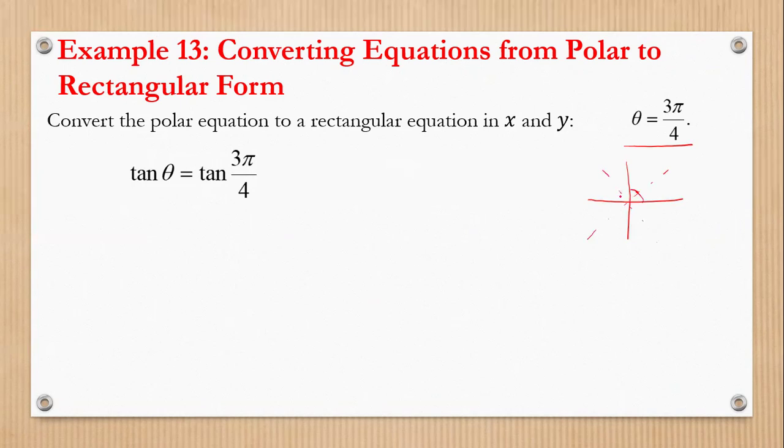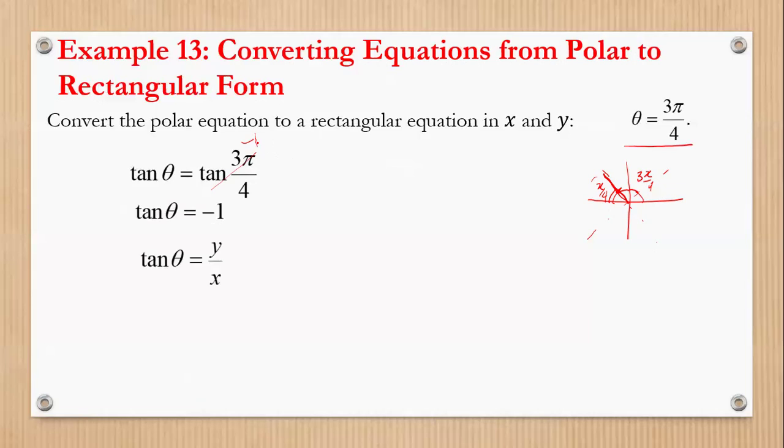So we know that 3 pi over 4, 1, 2, 3 is over here. That's 3 pi over 4. And the reference angle is pi over 4, which means the tangent of 3 pi over 4 must be the same as the tangent of pi over 4, which is 1. But since this angle is in the second quadrant, tangent is negative, so the answer for this one is negative 1. Okay, so tangent of theta must be equal to negative 1.